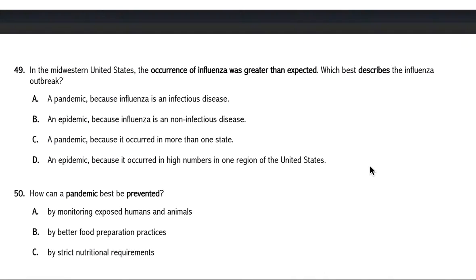Question 50. How can a pandemic best be prevented? A. By monitoring exposed humans and animals. B. By better food preparation practices. C. By strict nutritional requirements.